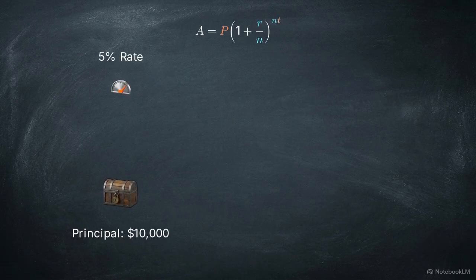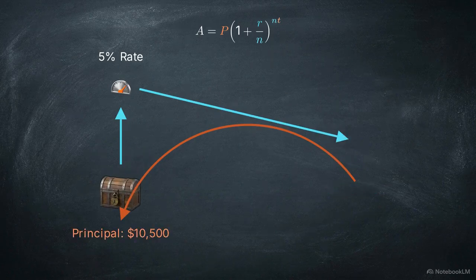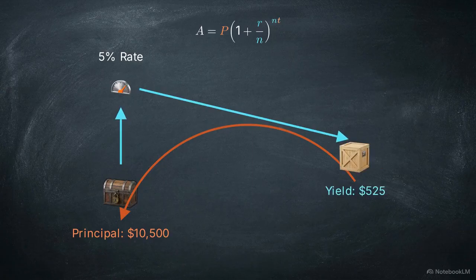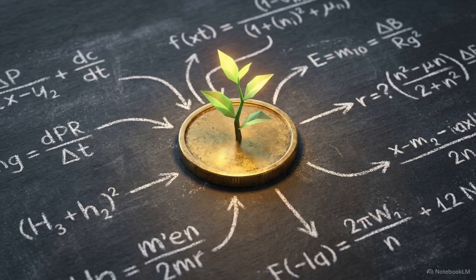Take our $10,000 example. In year 1, a 5% return creates $500. But in year 2, that 5% applies to a new base of $10,500. That creates a mathematical feedback loop. The yield from one period automatically expands the size of the principal for the next period. A compounding principal is a living entity. It fuels its own growth.